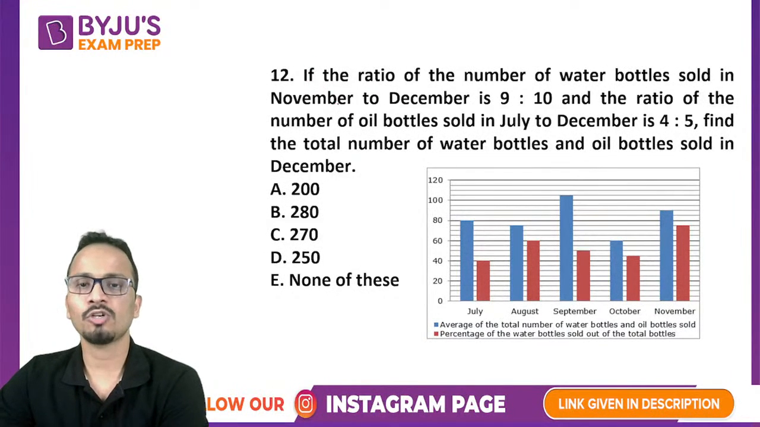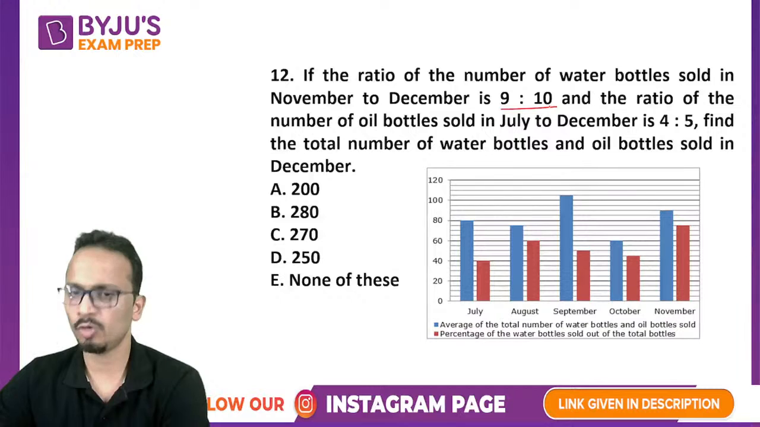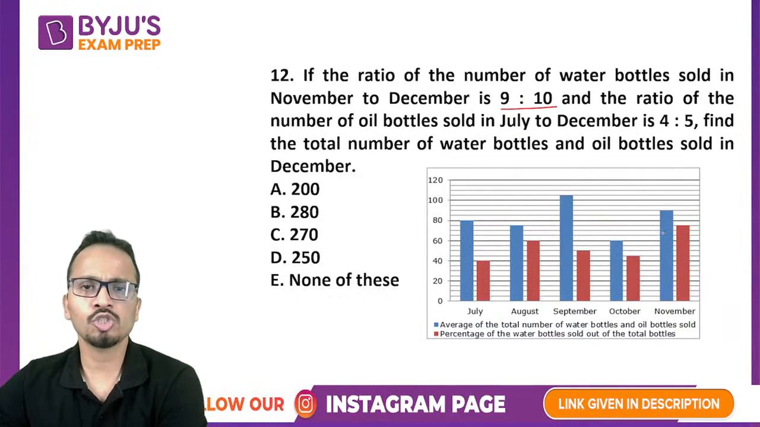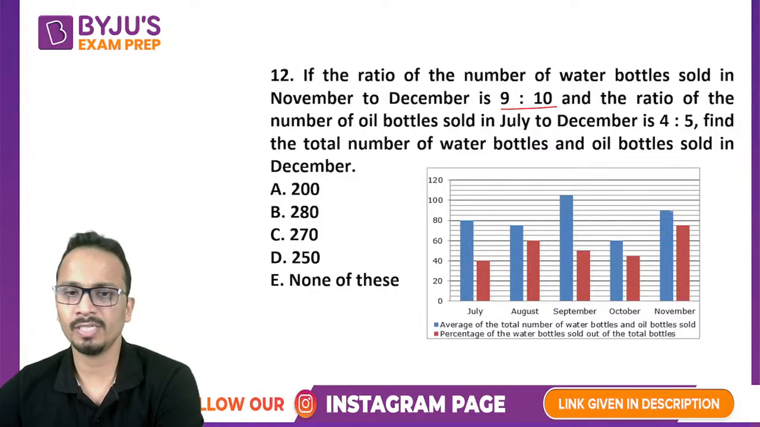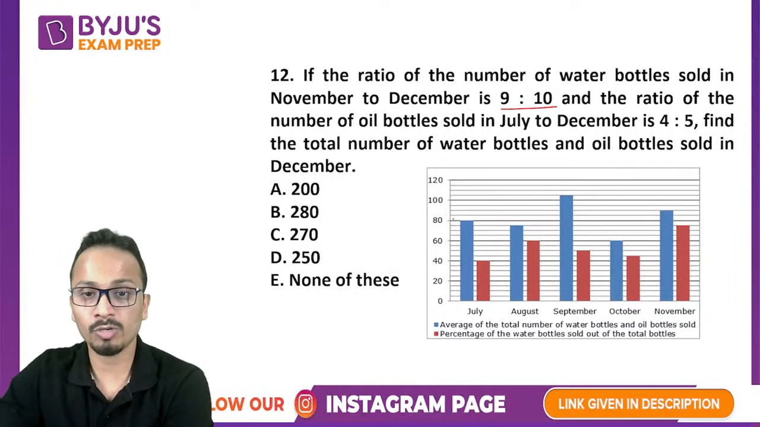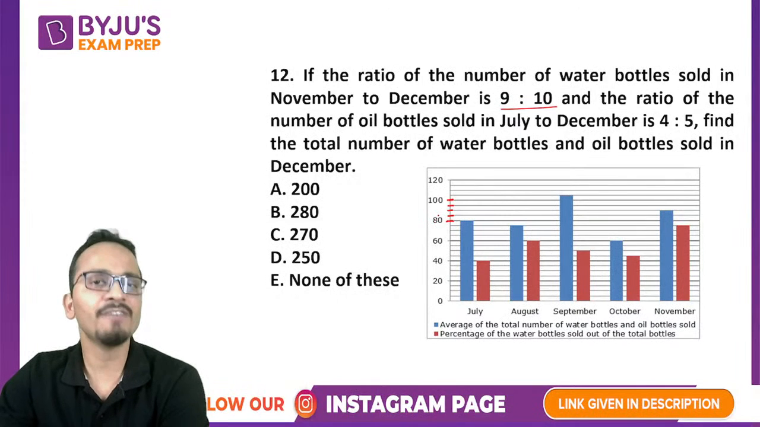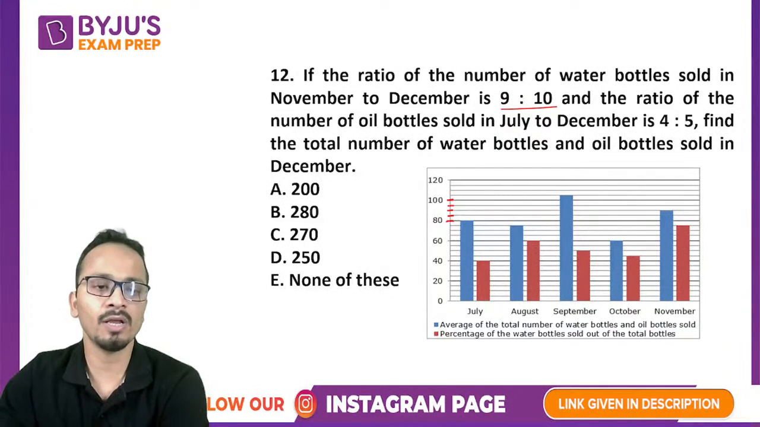Now, first of all, they are talking about the ratio of number of water bottles sold in November and December is 9 is to 10. So number of water bottles sold in November, let's calculate this. The total bottles sold in November, careful about this graph. This is 80, this is 100. So between 80 and 100, this is divided in 4 parts: 80, 85, 90, 95 and then 100.